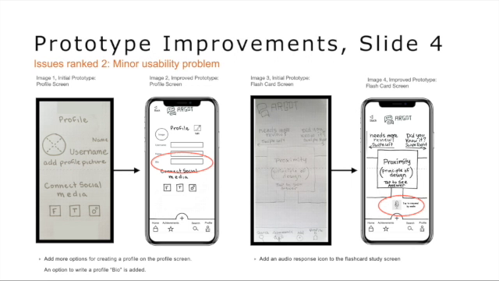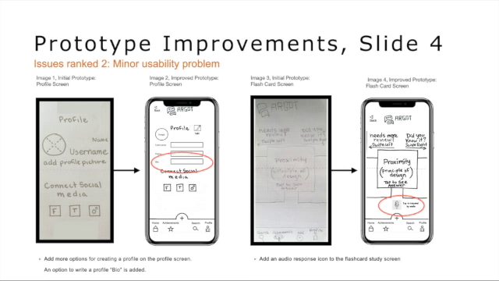Prototype improvement, slide 4. Issues ranked 2, minor usability problem. Image 1 shows the initial prototype of the profile screen. While testing usability, one of the participants commented that they would appreciate more options for personalizing the profile. The solution created for this minor usability problem was to add a bio section. The user can now write about themselves in this section, adding a personal touch to the profile.